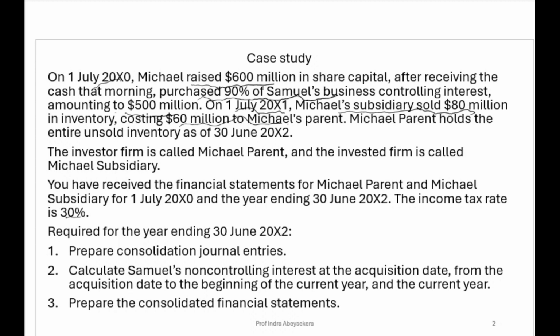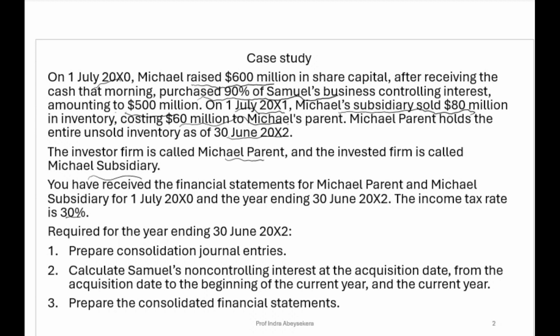Michael parent holds the entire unsold inventory as of 30th June 20X2. So 30th June 20X2 is 2 years after the acquisition. So the transaction took place in the second year. The investor firm is called Michael parent and the invested firm is called Michael subsidiary.